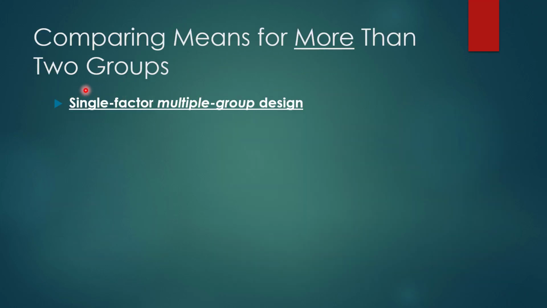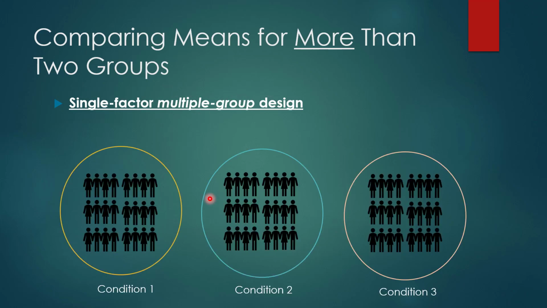All right, moving up in complexity, we now have a single factor multiple group design. So this means we have more than 2 groups. So here we have 3 conditions, more than 2. Could be 4, could be 5. Sometimes they can be very complex. And we still want to compare those means and standard deviations. Now, sure, we could do a t-test between condition 1 and condition 2 means, another t-test between 2 and 3 means, and then another one between condition 3 and condition 1. Then we've compared everything, right?